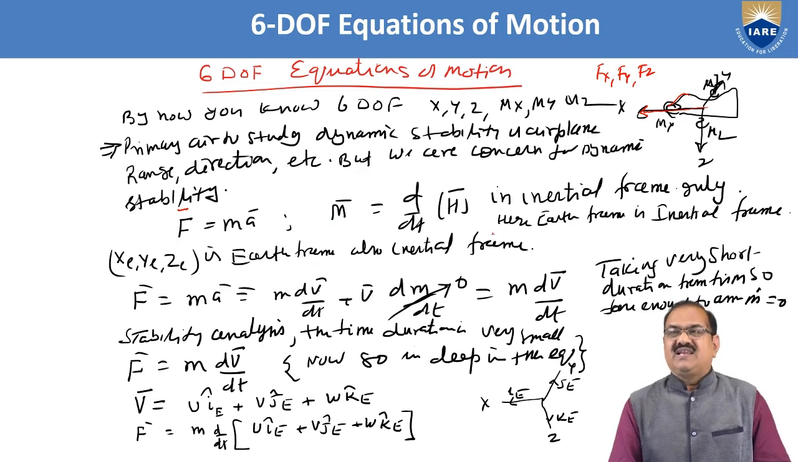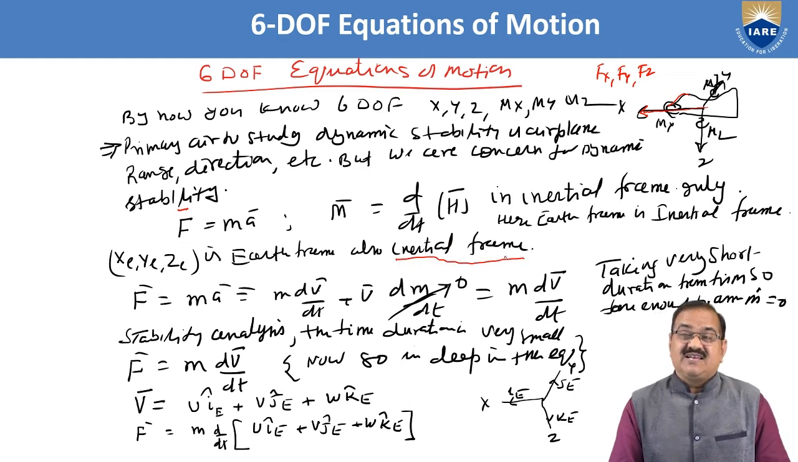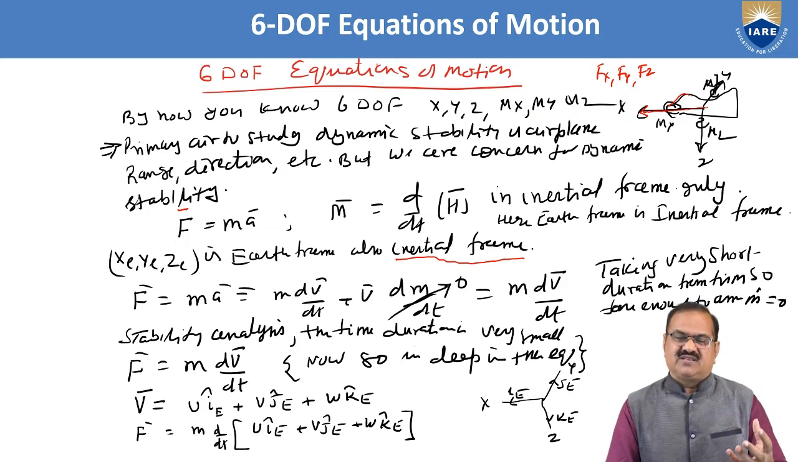Both equations we have to follow in the inertial frame of reference, and we can write this inertial frame as xe, ye, ze in the earth frame. Yesterday I discussed that the inertial frame means the reference frame which does not have any rotation. Earth is also rotating, but we assume that the rotation of the earth is negligible when we compare it with the aircraft rotation. So here F is equal to m a.